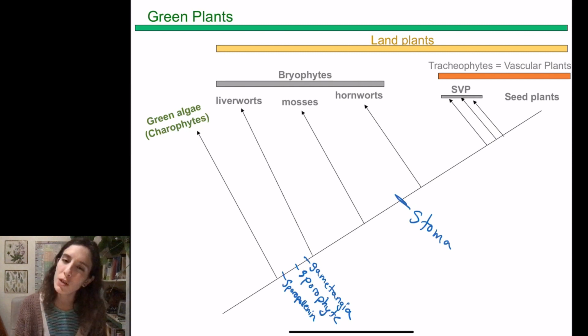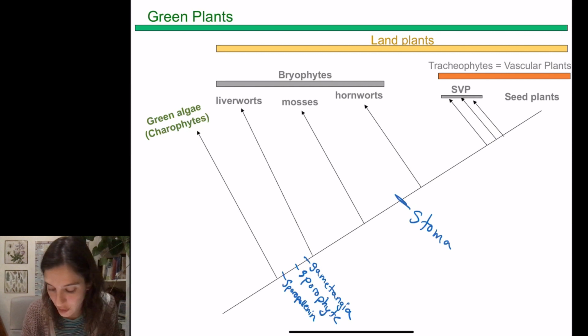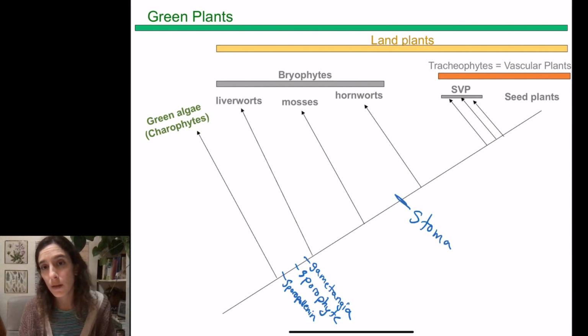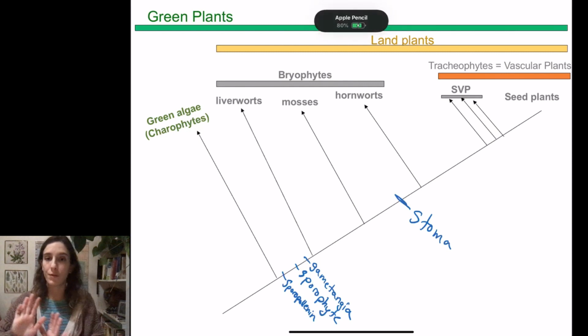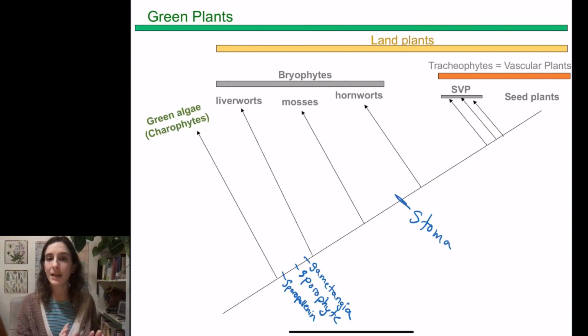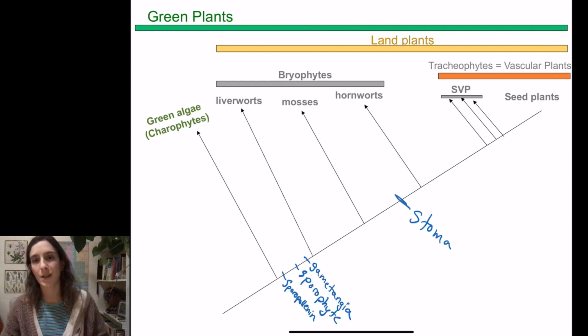Since we only talked about the Bryophytes today, I want to leave you with a little spoiler alert. In the next video, we're going to talk about seed-free vascular plants, the ones labeled SVP here. They all have branched sporophytes. And what we're going to notice is a transfer of dominance from the gametophyte to the sporophyte. That's what we're going to talk about in the next video. All right, I'll see you there.